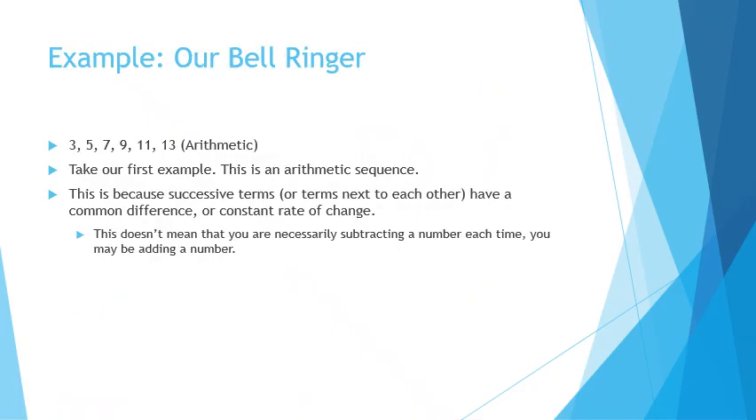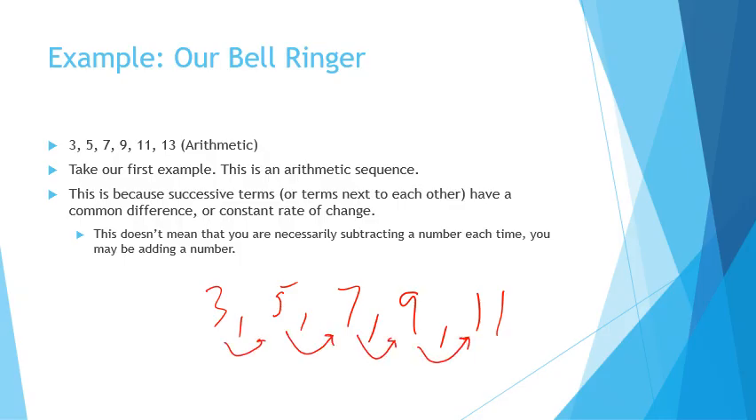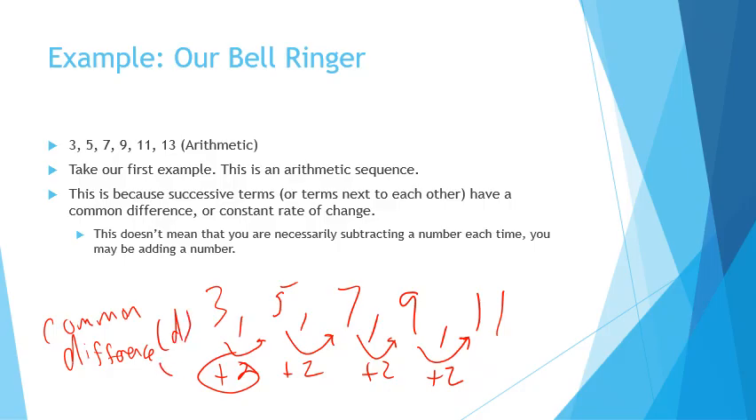So let's go back to our bell ringer here. Take that very first sequence, the 3, 5, 7, 9, and 11. Here, this is an example of an arithmetic sequence. And so this is because to get from one term to the other, we are adding the same number or subtracting the same number every time. In this case, this is plus 2, and plus 2 is what we call our common difference, which is commonly abbreviated as D. And so in this case, we could say D equals plus 2 or just regular 2 because it's going to increase by the same amount each time.